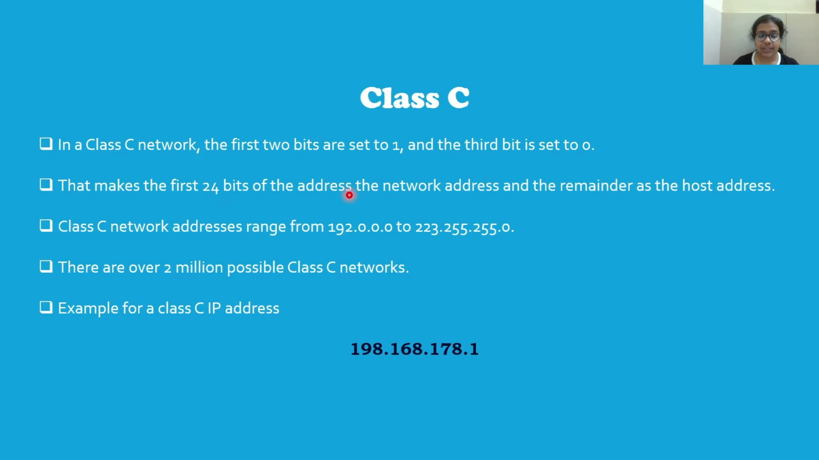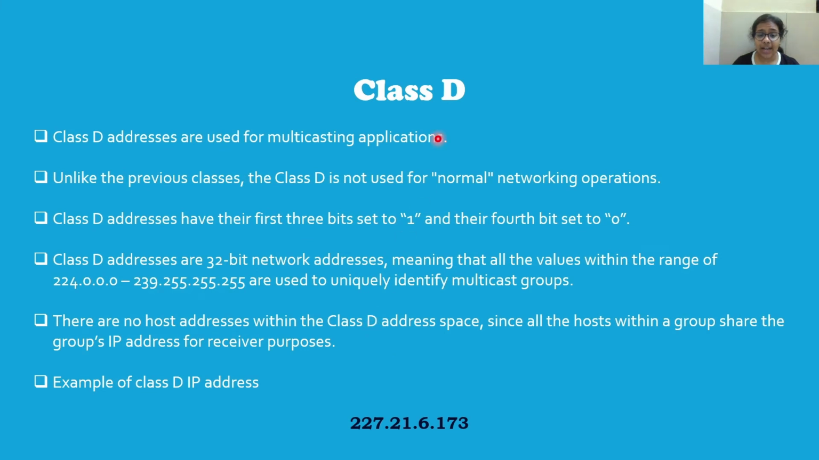In a class C network, the first two bits are set to 1 and the third bit is set to 0. That makes the first 24 bits of the address the network address and the remainder the host address. Class C network addresses range from 192.0.0.0 to 223.255.255.0. There are over 2 million possible class C networks. So here we can see the example of a class C IP address, which is 198.168.178.1. Moving on, let us see about class D.